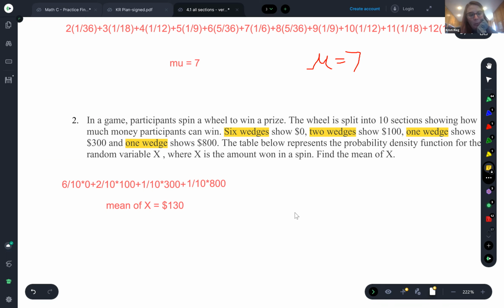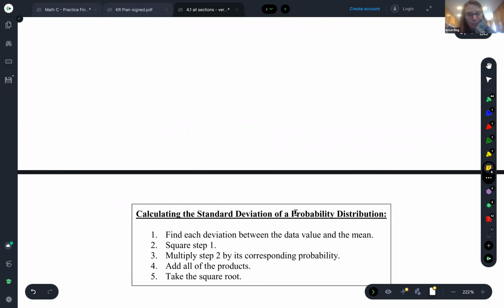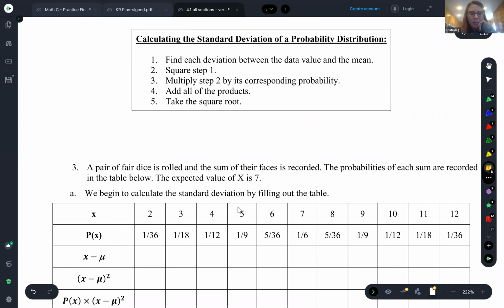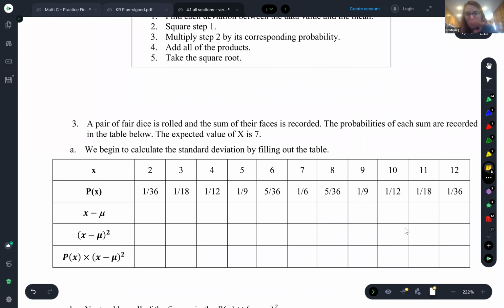Okay, last one, going back to the dice. We want to find the standard deviation. So expected value means mean, and where there's mean, there's standard deviation. So here we go. We have a pair of dice. Remember this problem? We just did it like 5 seconds ago. It says the expected value is 7. That's what we got for number 1, so we're on the right track.